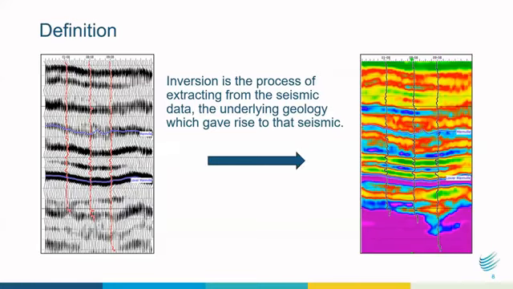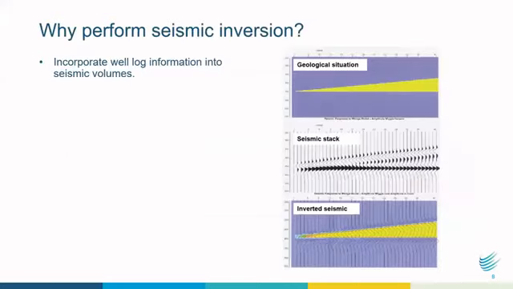Seismic inversion is the process of extracting from the seismic data, shown here on the left, the underlying geology which gave rise to that seismic. Seismic amplitudes, again on the left, show us the boundaries between different rock layers. After inversion, we derive impedance, elastic properties, from seismic data. For example, P impedance, shown here on the right, shows not boundaries but interval properties, which are useful for subsequent geological interpretation.